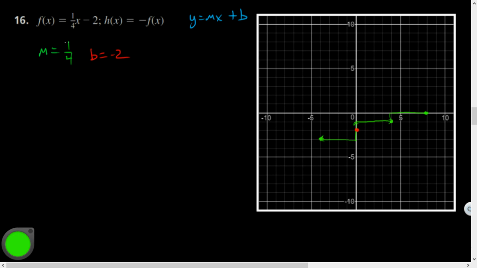We start where b is, and then we go up this number and over that number. So if this was like a 3, then I would have gone up 3/4.